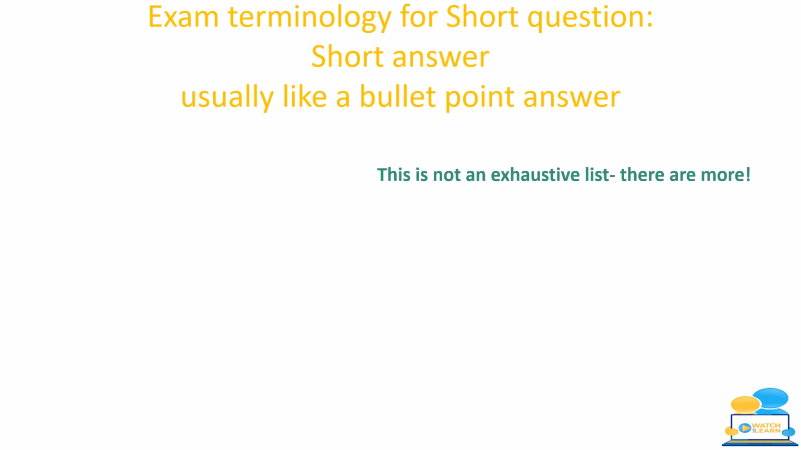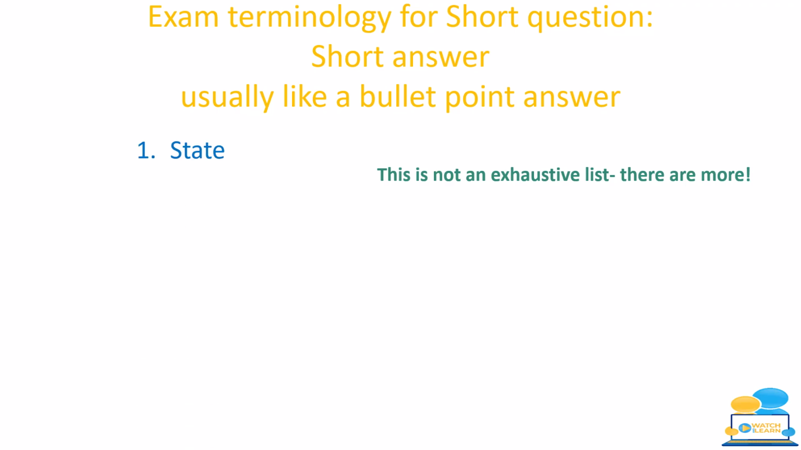So these are the ones primarily found in short questions. Now, they can also be found in combination with your longer questions. So they're not just exclusively for section A of your paper. These are generally your short answer ones. They're usually like bullet points.